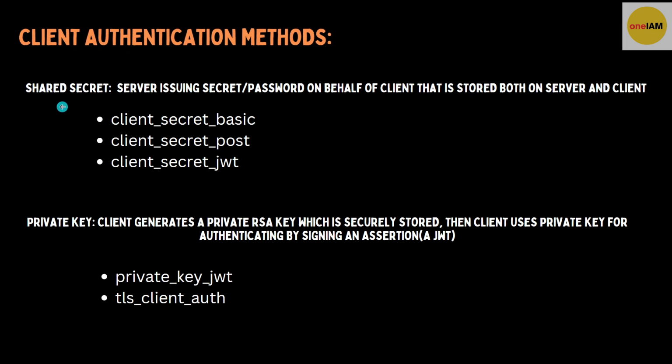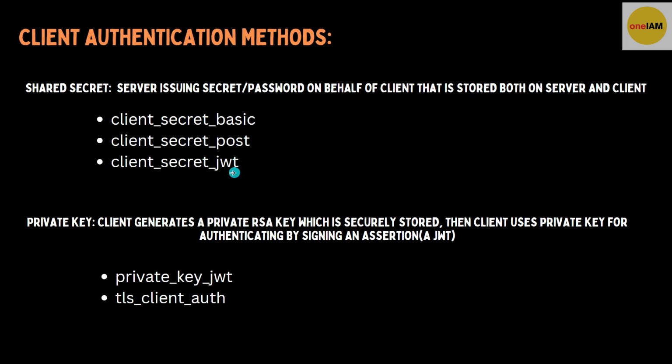Using the shared secret, the authorization server is going to issue the secret or the password on behalf of the client. Then that is going to be stored on the server and the client. There are three types of shared secret client authentication methods. The first one is client secret basic. We take the client ID and the secret and send it in the authorization header, base64 encoded. Then we have client secret post. Here we send the client ID and secret in the request body.